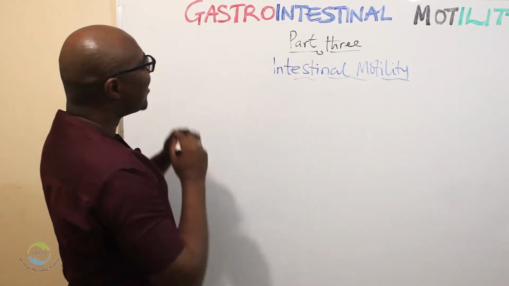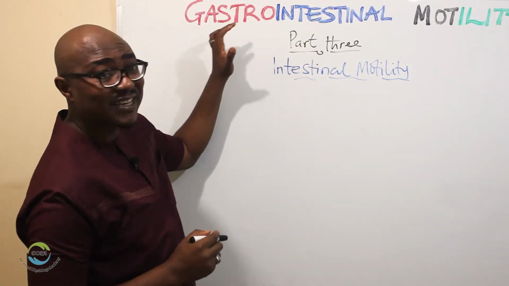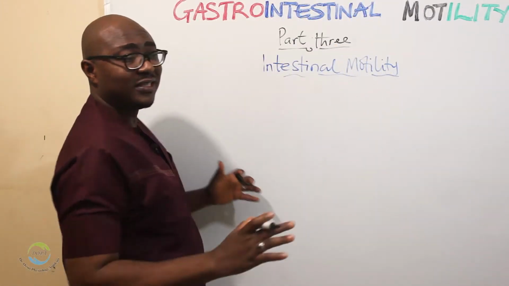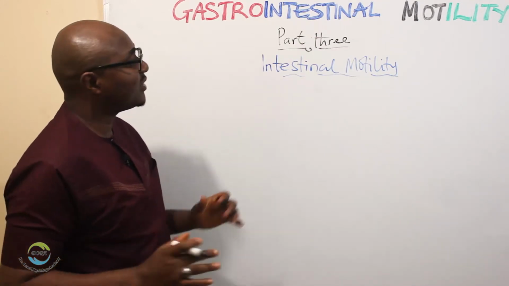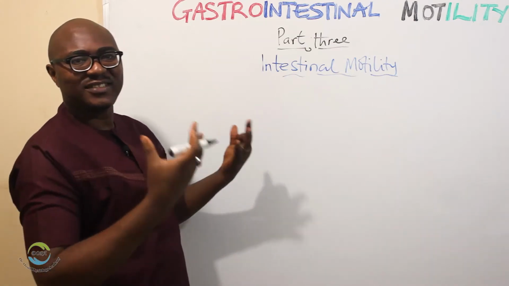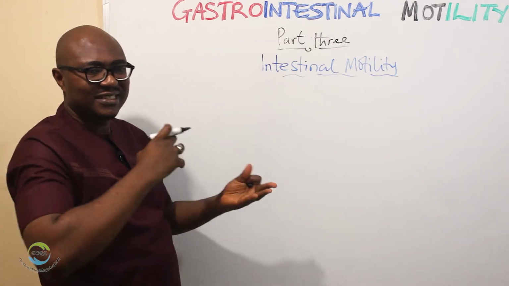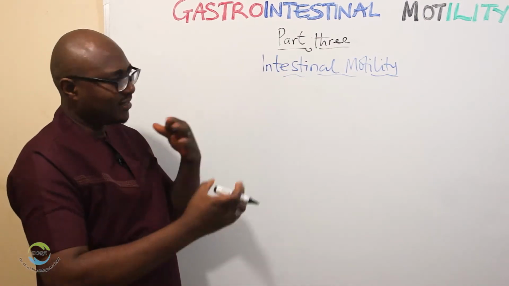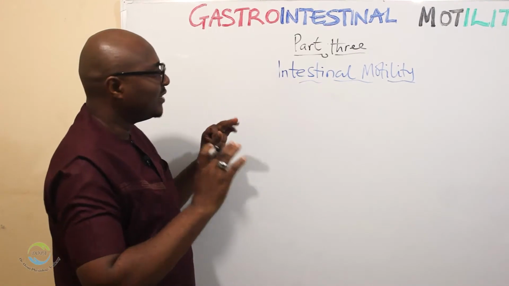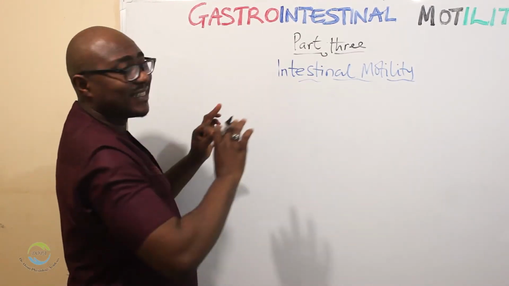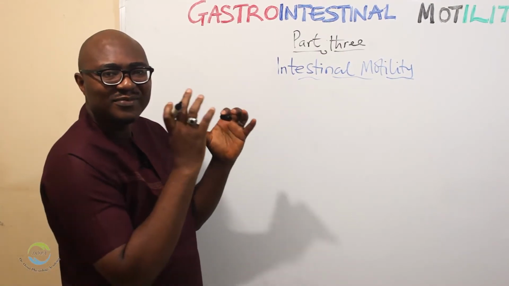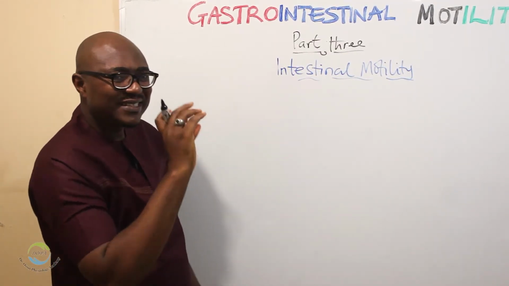All right, so now let's go to part 3 of the gastrointestinal motility. Intestinal motility is very easy to understand. We dealt with gastric motility, how there is mixing, churning the food, and then the emptying. This intestinal motility also has that mixing function, but the purpose is different.